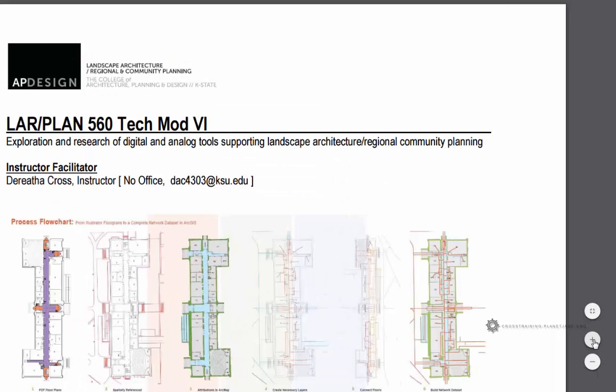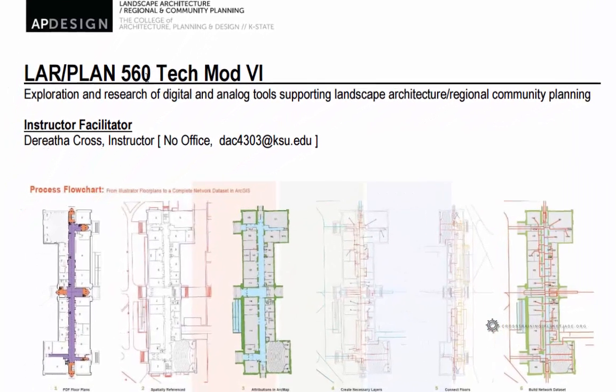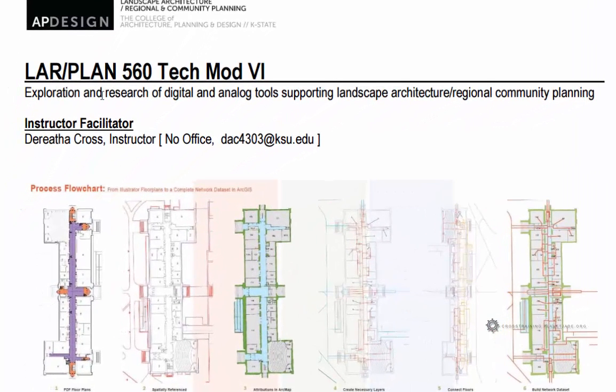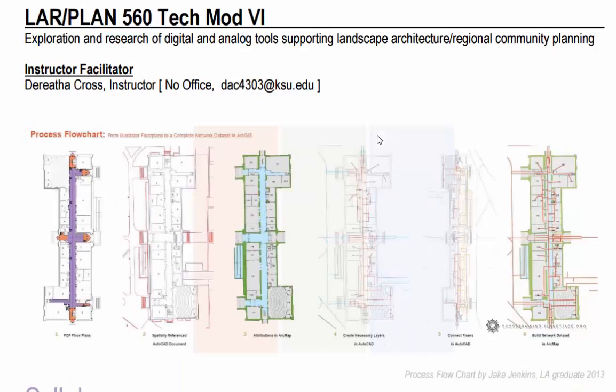So Technical Module 6 focuses on the exploration and research of digital analog tools supporting landscape architecture and regional community planning. Sometimes we can have some planners enrolled in the course, so expect to have some planners also in the course. This semester we don't have any.